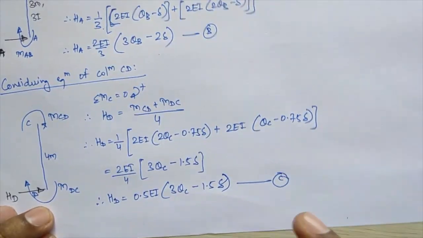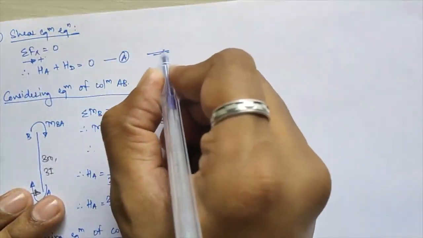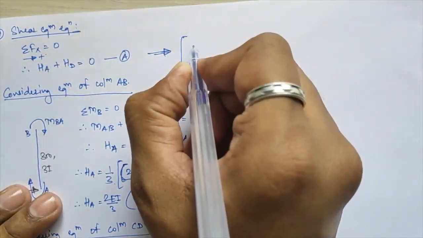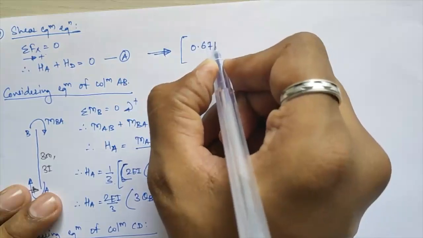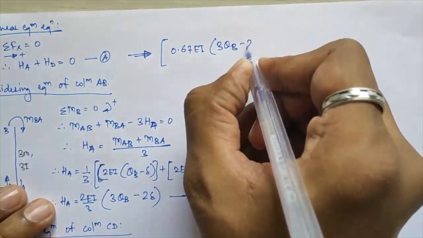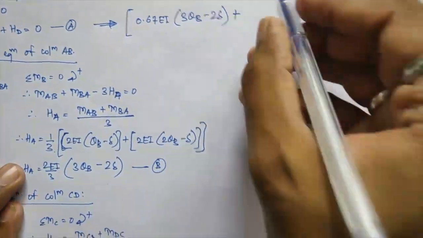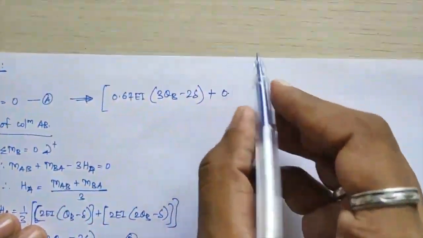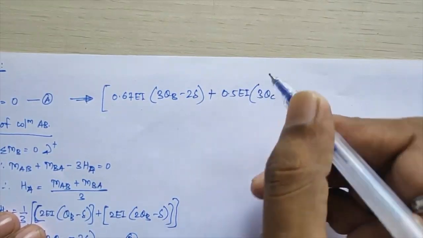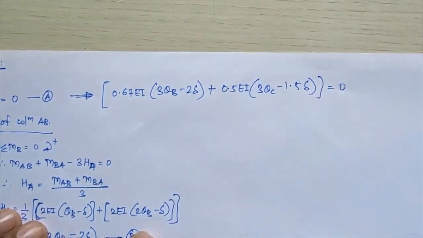Now I'll substitute equations B and C in equation number A. For the HA value I substitute 2 by 3 of EI, that is 0.67 times EI into bracket 3 theta B minus 2 times delta, plus the HD value, that is 0.5 times EI into bracket 3 theta C minus 1.5 times delta, is equal to 0.